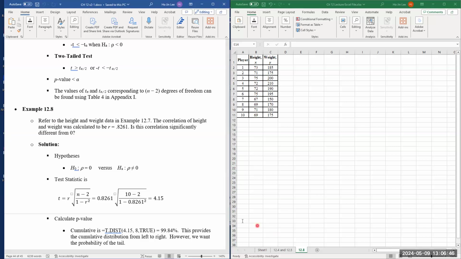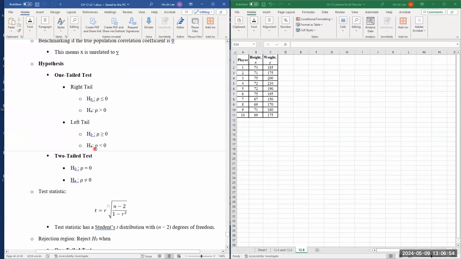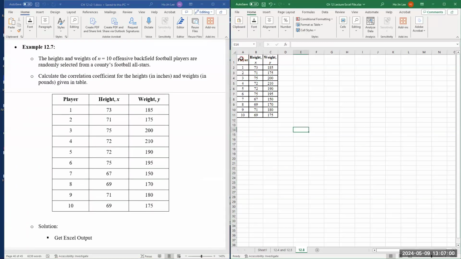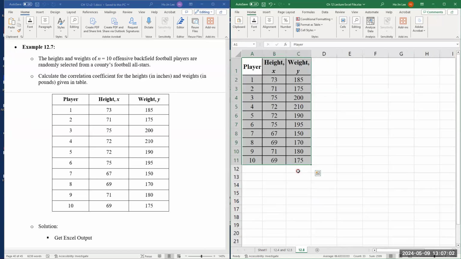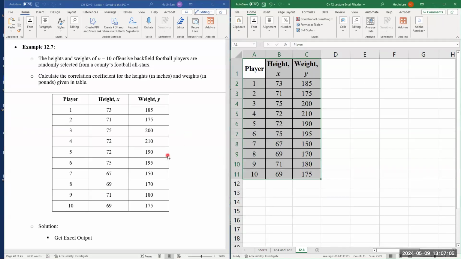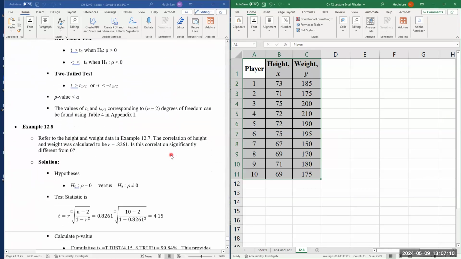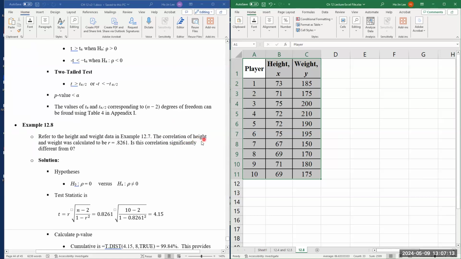Let's do example 12.8. It says refer to the height and weight data in example 12.7. That's where I put the data in. It's right here, and I already copied and pasted the data into Excel. And then it says the correlation of height and weight was calculated to be R, which is equal to 0.8261. Is the correlation significant?